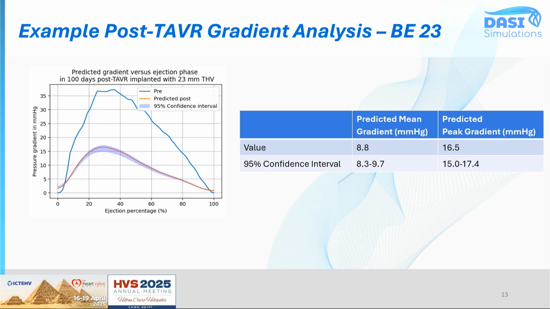I'd like to highlight my colleague, Wenyuan Song, who worked on this over at Georgia Tech. And you can see here, this blue line at the very top is from the pre-procedural echo data. And then this is the prediction in red, that line there, is what we can predict for a SAPIEN 3 23, for example. We can get the mean gradient and also predict the peak gradient. So again, we're still working on validating this. It's an AI-based model.